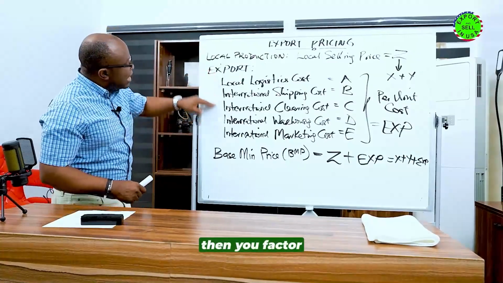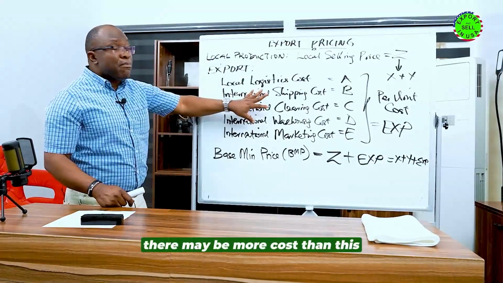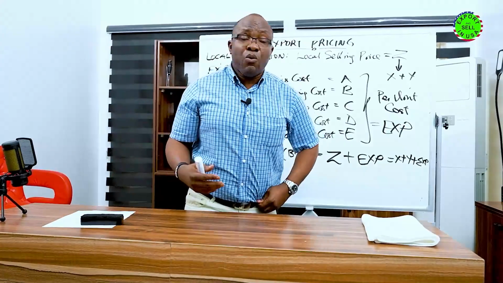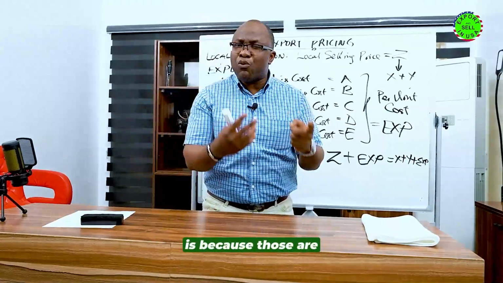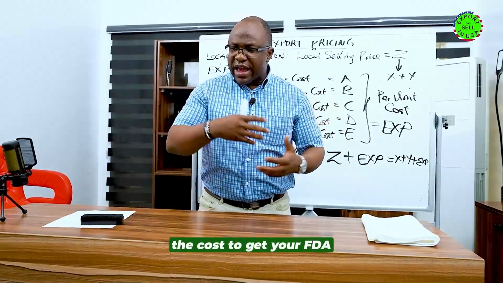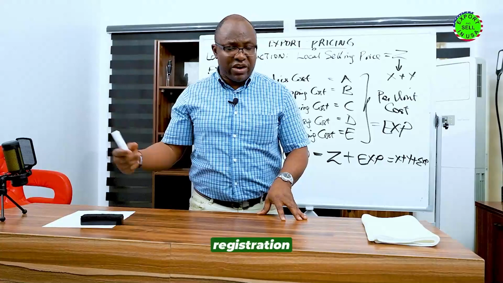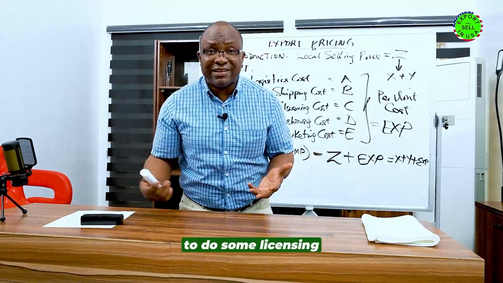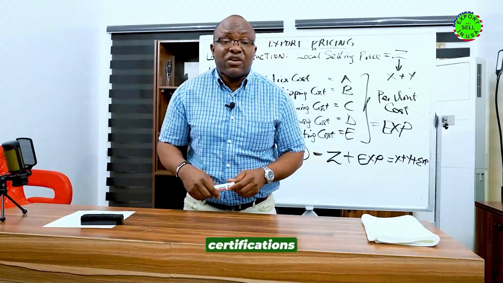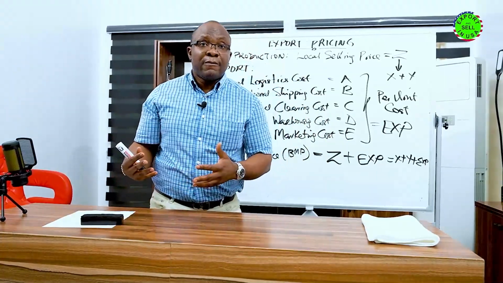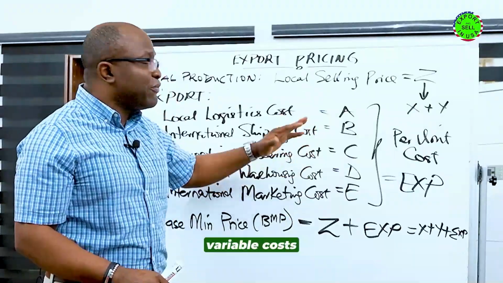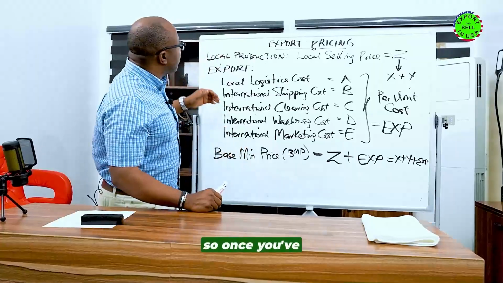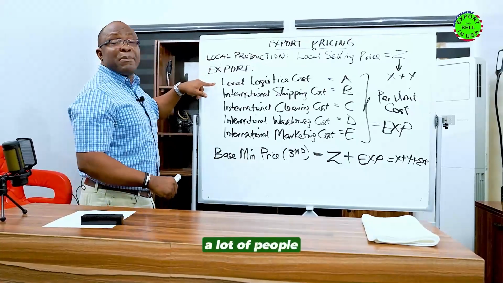Then you factor in your export costs. There may be more costs than this. What other costs could you have here? You could have your licensing costs. Why I didn't put it there is because those are one-time costs. The cost to get your FDA food facility registration or your cosmetic facility registration, or the cost to do licensing to get your organic certifications, those are one-time costs. So I'm not going to put it here because these are variable costs that depend on the volume of your shipment. So once you've determined your local logistics cost, a lot of people don't factor this in.